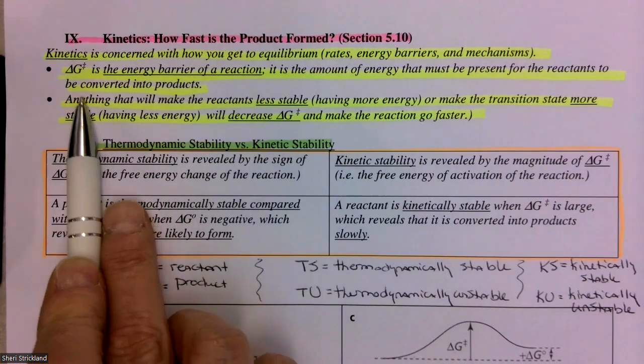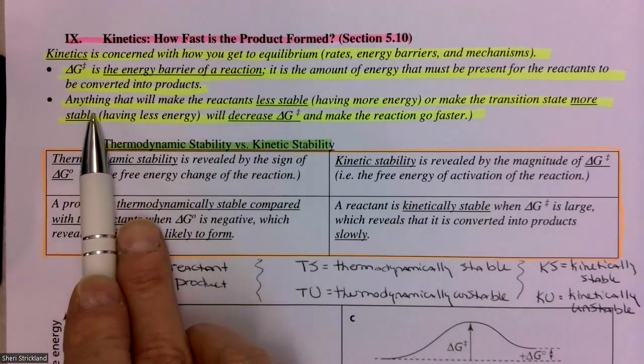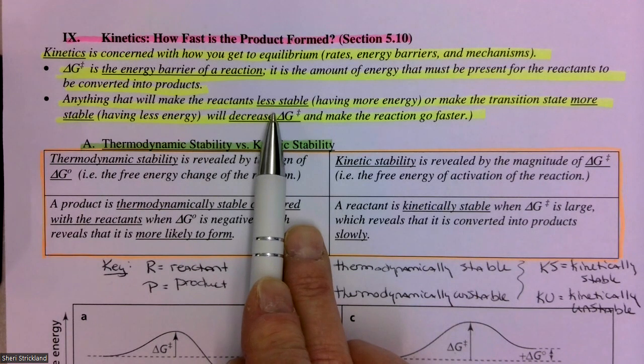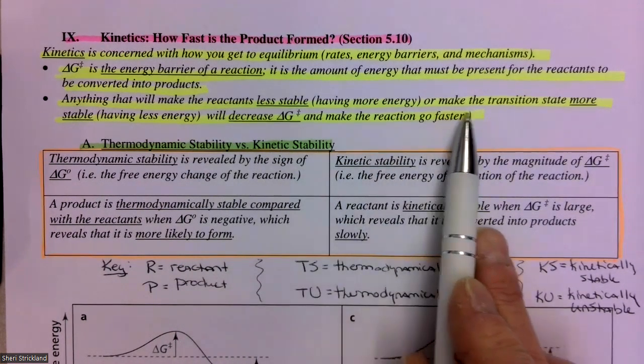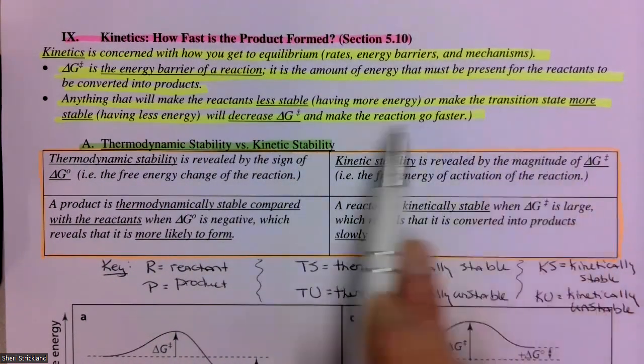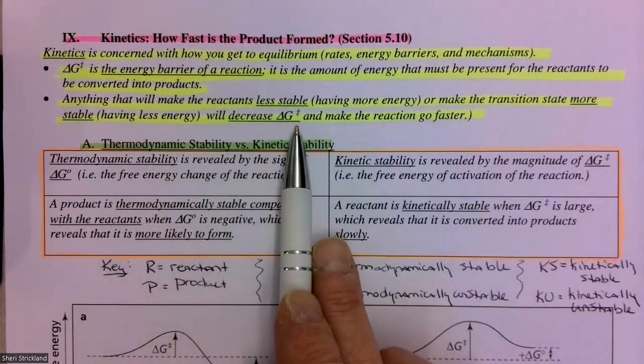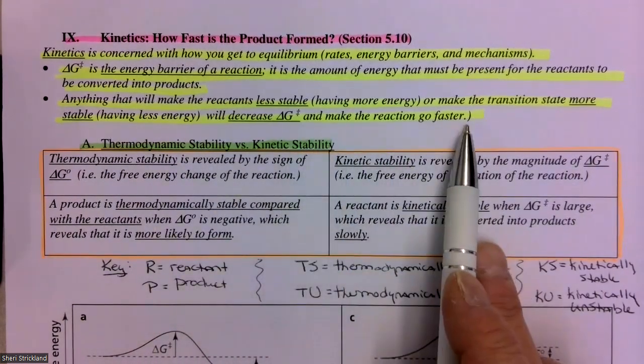The other thing about this energy barrier is anything that will make the reactants less stable, having more energy, or making the transition state more stable, having less energy, will decrease the delta G and make the reaction go faster.